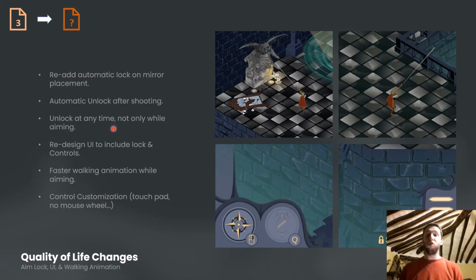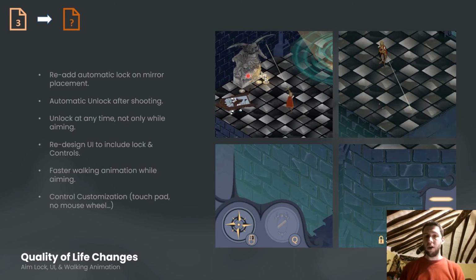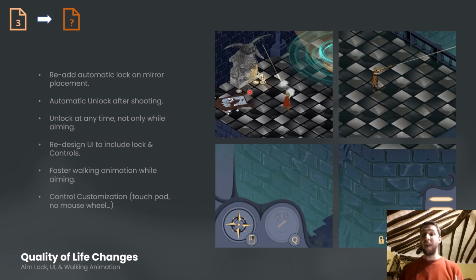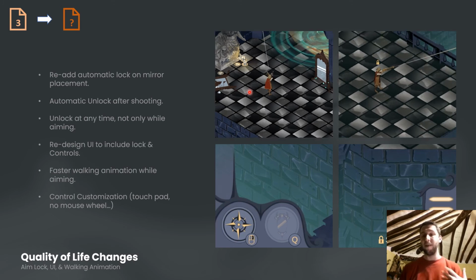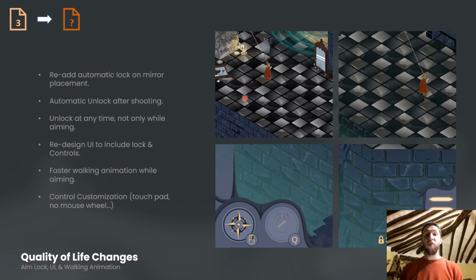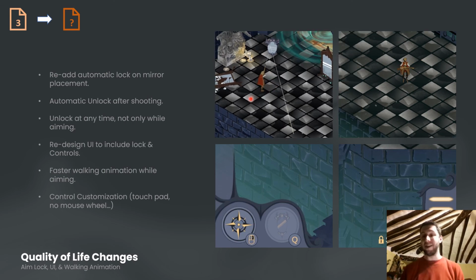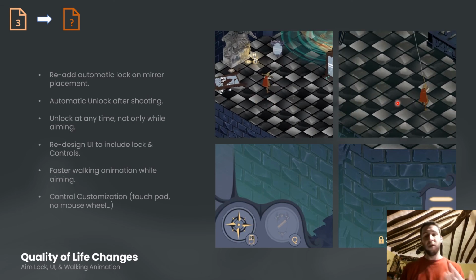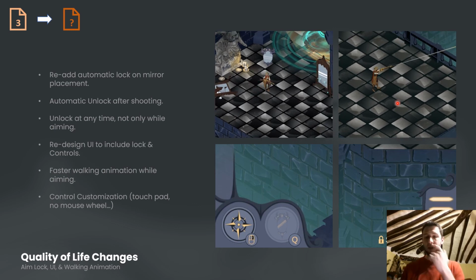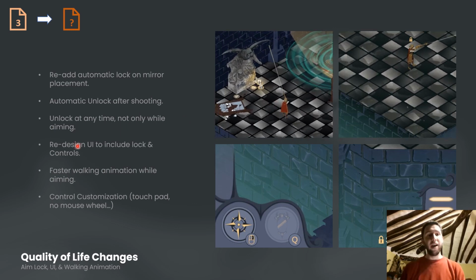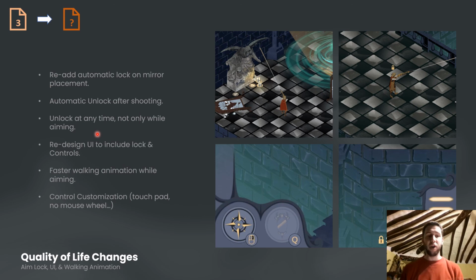And then we would also re-add the automatic locking when you place a mirror, because now that the lock is very clear, that is something that players actually want. So that would be re-added, and we also would automatically unlock after you actually take a shot, because the first thing people would always do when shooting is unlock, and also allow the players to lock and unlock at any time.